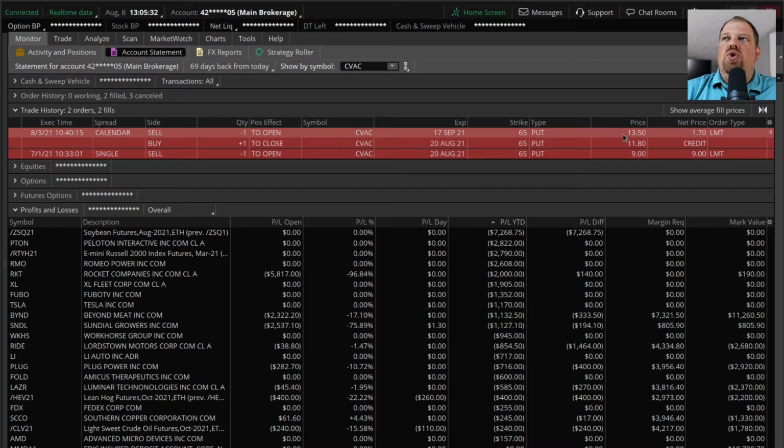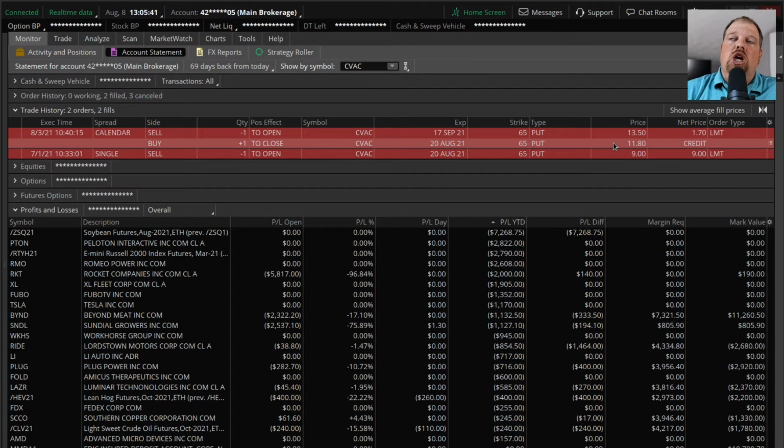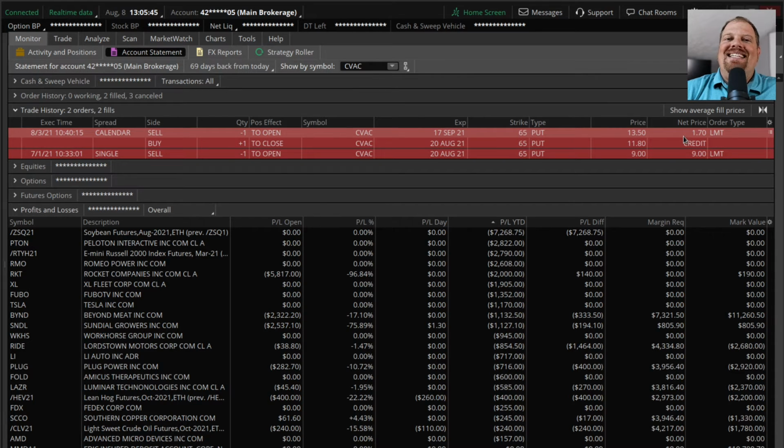And when I sold the one in September, that was basically a wash because I got back the intrinsic value that was present when I closed the CVAC in August. And what you'll see here is a net credit of $1.70, which basically means for the overall trade that I have going here, I collected an additional $1.70 in credit to the original $9.